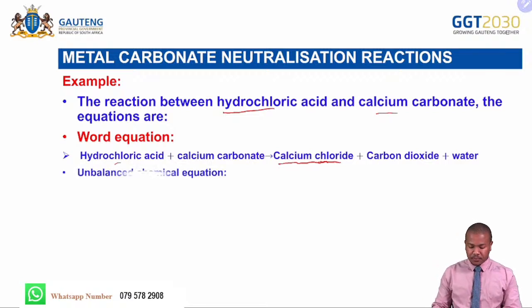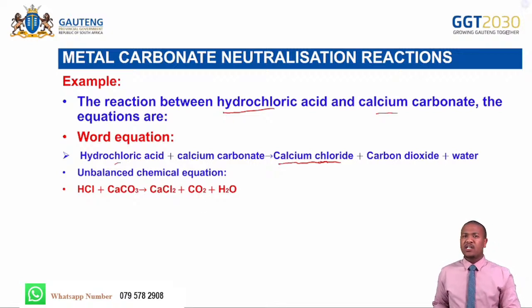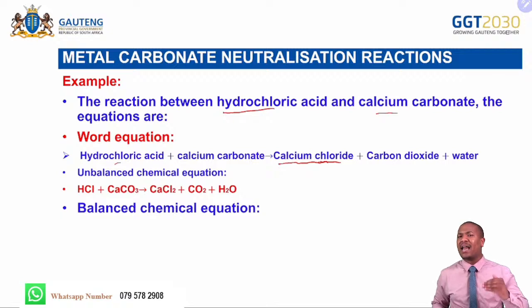So now, let's look at the unbalanced equation of it. It's HCl plus CaCO3 forming CaCl2 plus CO2 plus H2O. If you look at this, the equation is not balanced, because the number of atoms on either side is not the same.